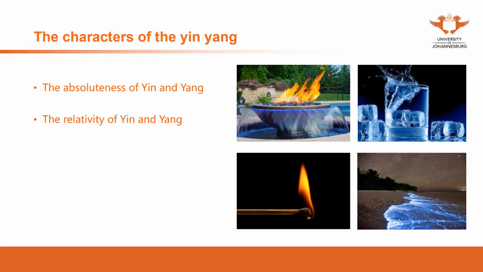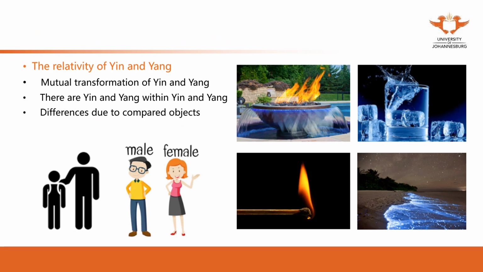However, this is not complete. There's another character of Yin and Yang. The relativity of Yin and Yang includes the following three aspects: mutual transformation of Yin and Yang, Yin-Yang within Yin-Yang, differences due to different objects. Firstly, the mutual transformation of Yin and Yang.